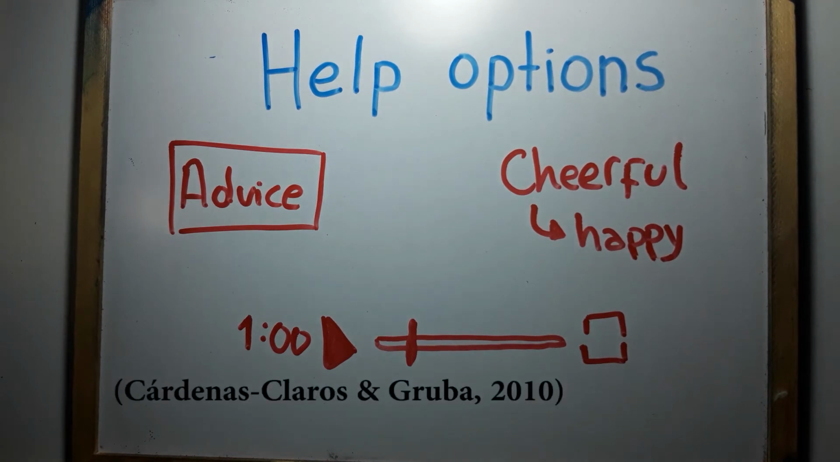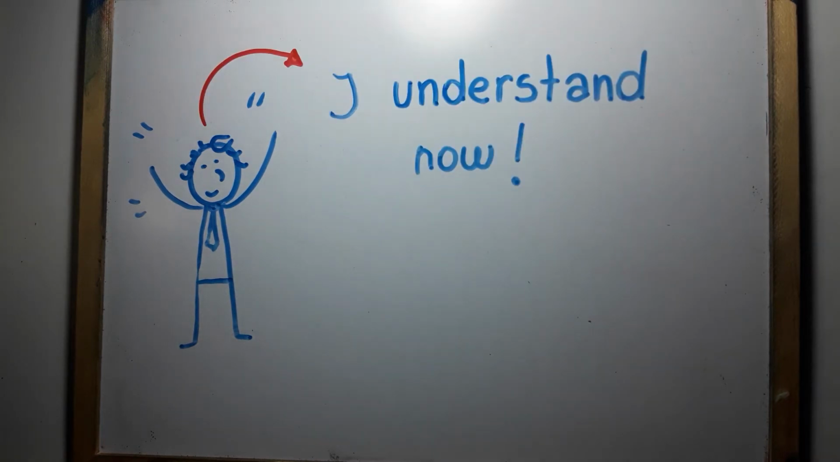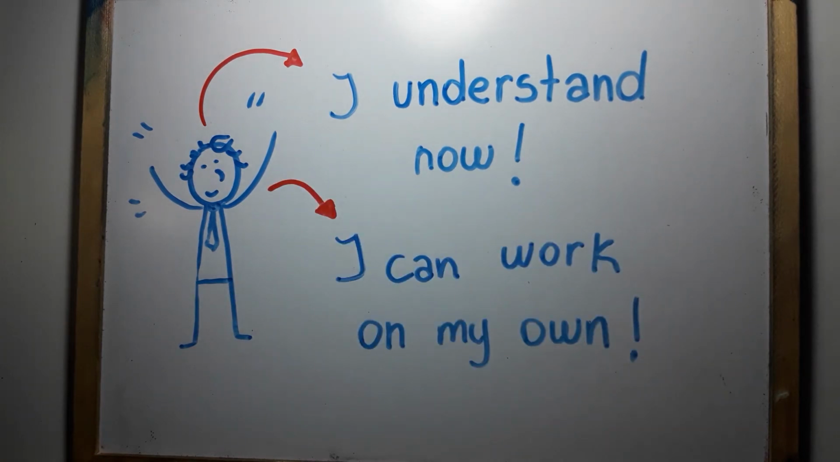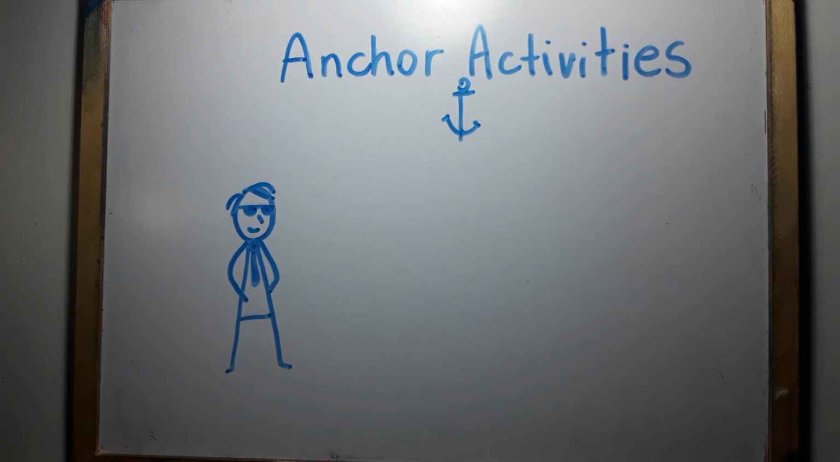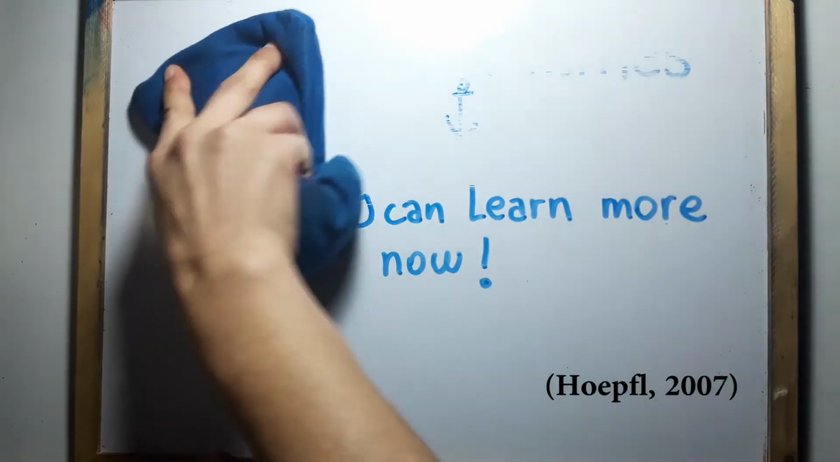Cárdenas Claro and Gruba explain that a well-designed core material should always include help options, as they can reduce students' frustration while using electronic devices, contribute to clarification of misinterpretations, and draw attention to specific linguistic features. Help options, therefore, do not only contribute in helping struggling students, but also foster autonomous learning. Lastly, anchor activities are activities that students can move to once they have completed their assigned work. Hapful 2007 explains that anchor activities fulfill an important role in addressing the diversity of the class, as they help advanced students achieve higher goals.